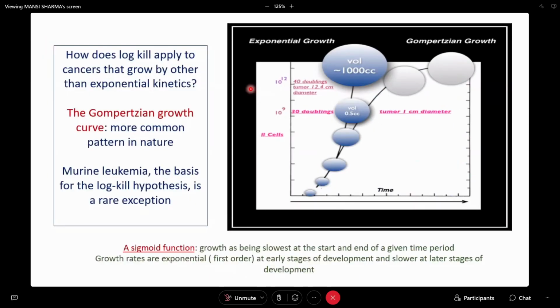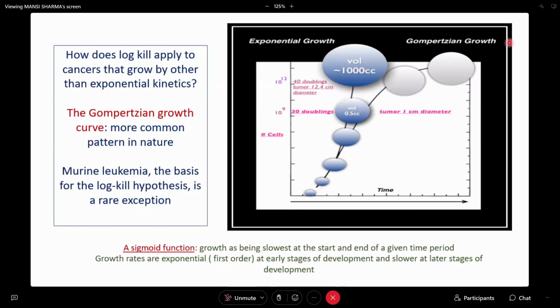So now, tumors don't really follow this kind of kinetics model. Tumors follow what is called the Gompertzian growth curve, which is the most common pattern in nature. The leukemias usually follow the exponential growth pattern. That is where that model was described. Now, how does this log kill apply to cancers that grow by other than exponential kinetics? If you look at the Gompertzian growth curve, it's a sigmoid function. It says that the initial growth of the tumor is slow, and then the later growth of the tumor is slow. Earlier, because the tumor takes time to double and increase in size, and it is recruiting all the blood vessels for angiogenesis and all that.